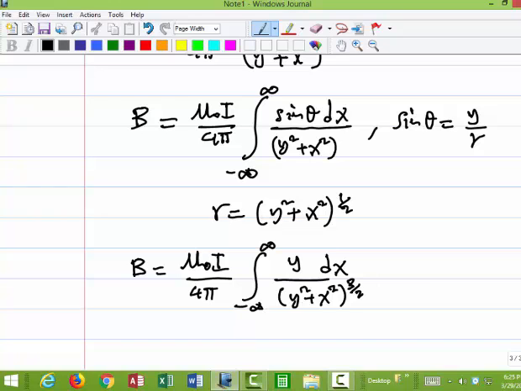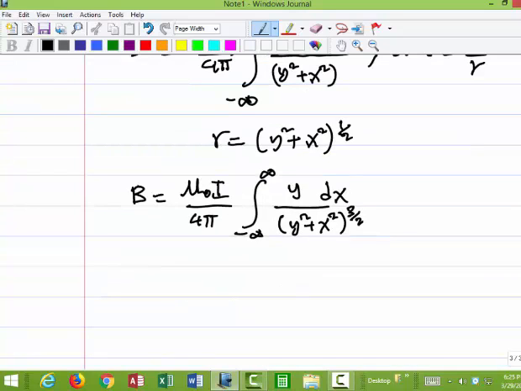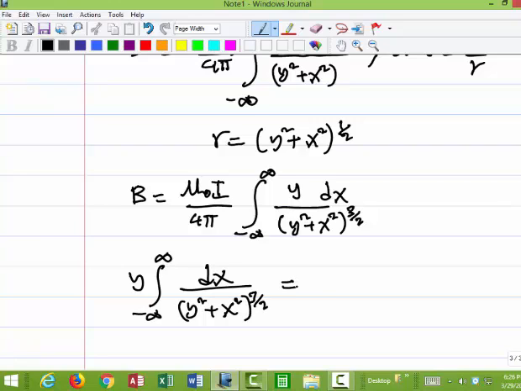So for this integral, we can look at the integral table in the back of the book. For an integral like this, the integral from minus infinity to infinity of dx, so I can take the y out, dx over y squared plus x squared raised to the power 3 over 2, I'll put a y here, and this gives me x divided by y squared, and then I'm going to have y squared plus x squared raised to the power half. Okay, so this is the integral result from the table.